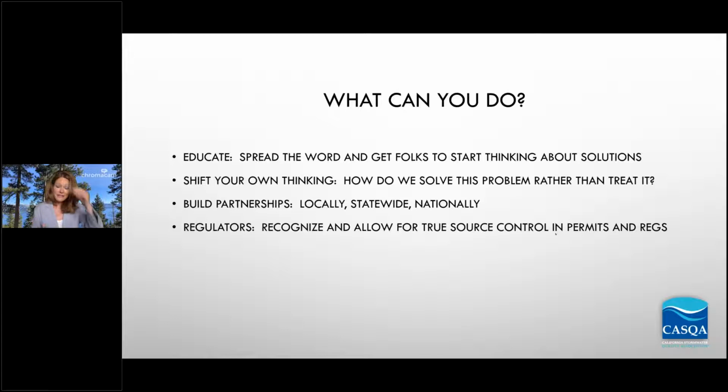Building partnerships. We have lots of potential partners out there locally, within your watersheds, statewide, nationally. The more we build the partnerships, the more we can get these solutions in place. And my little pitch for the regulators, back to the permits and the regulations: recognizing and allowing for true source control to be valued, so we can move some of these solutions forward.